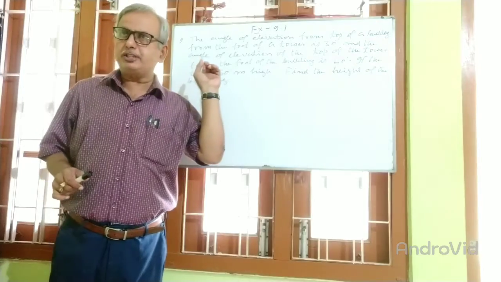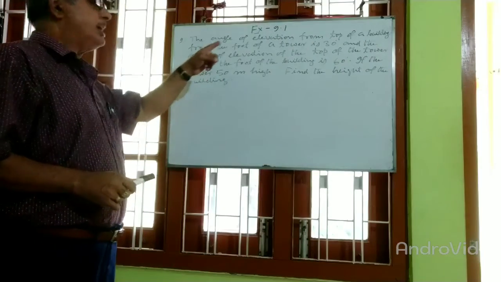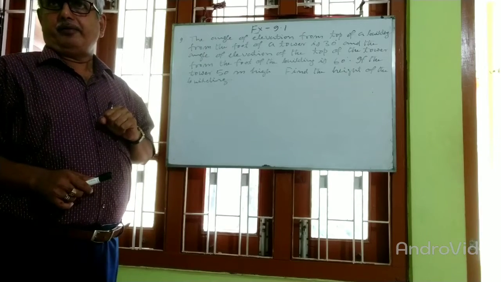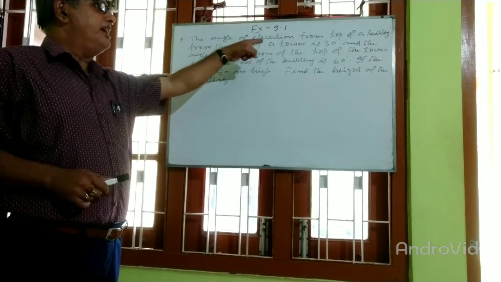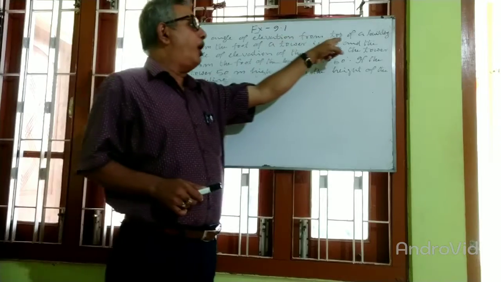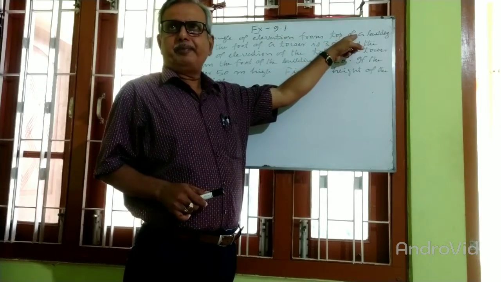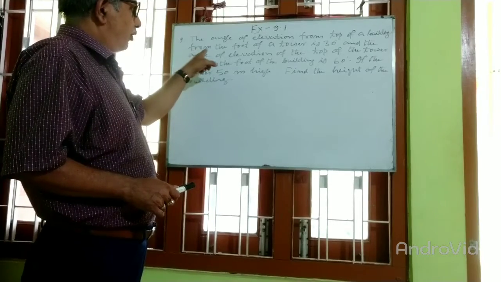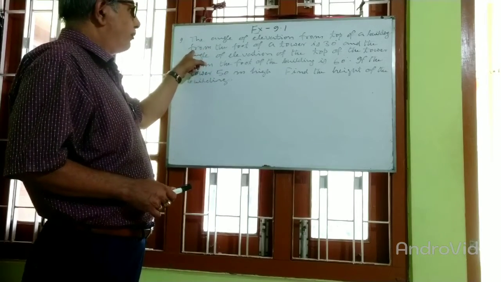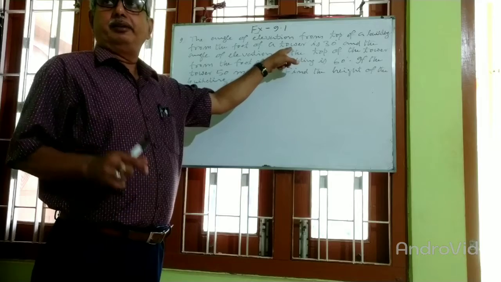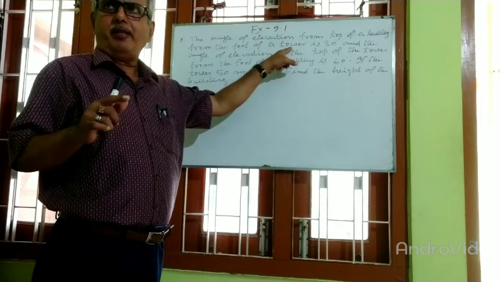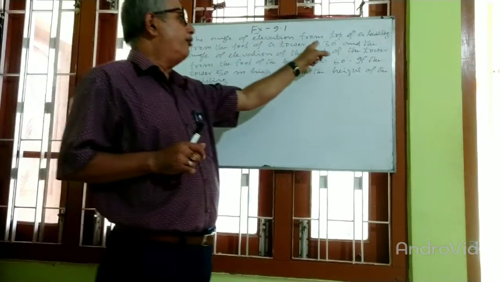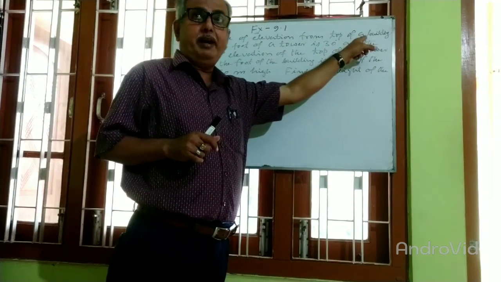The question, first of all, you listen. This is exercise 9.1, question number 9. The angle of elevation from the top of a building, from the foot of a tower. There is a tower and there is a building. So what happens? The angle of elevation from top of a building.